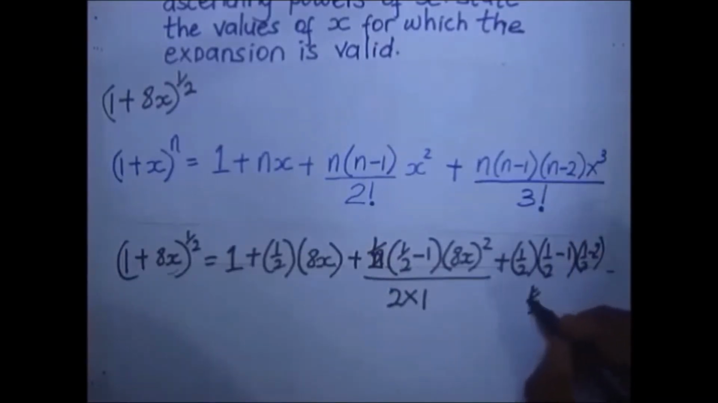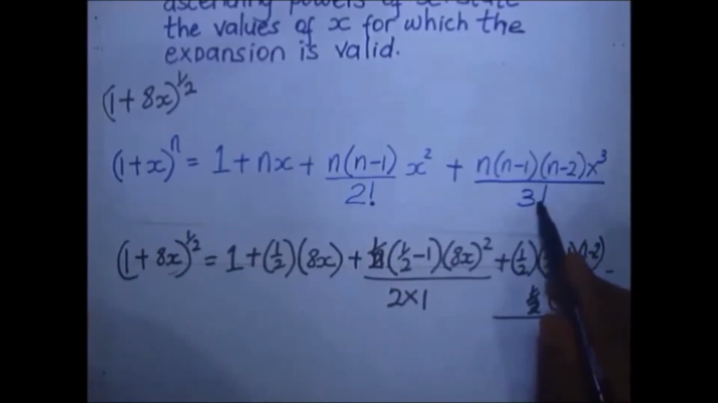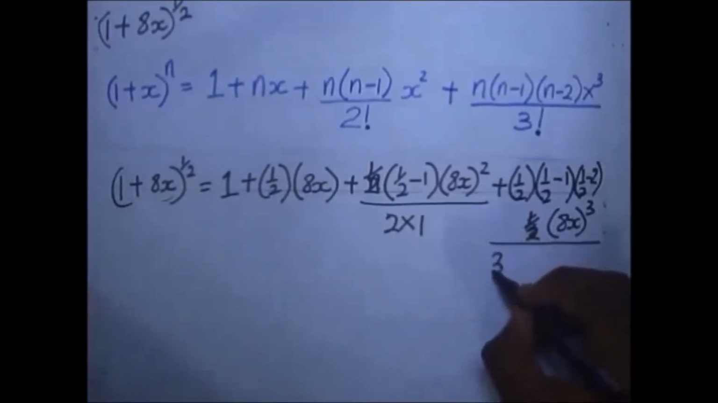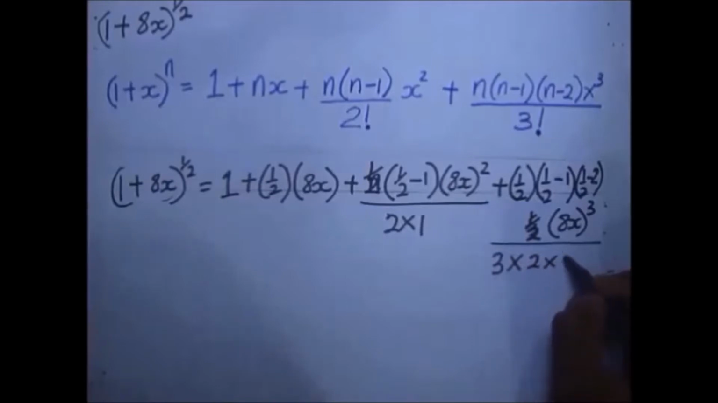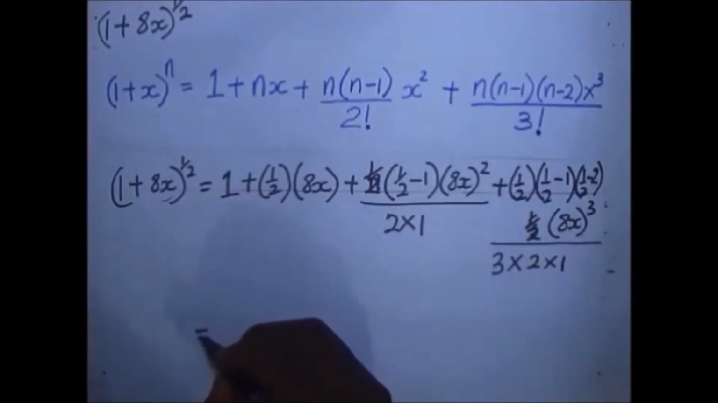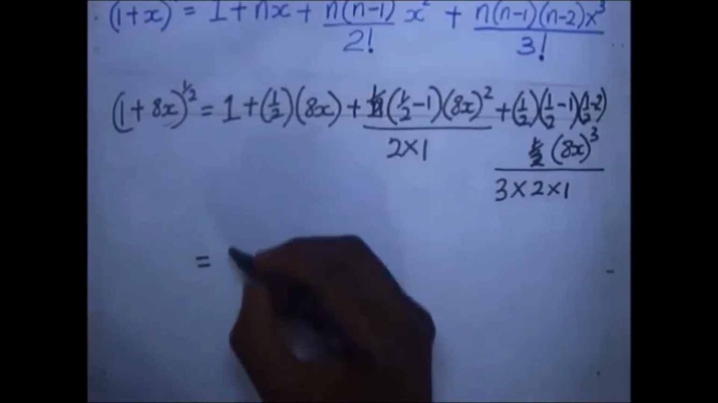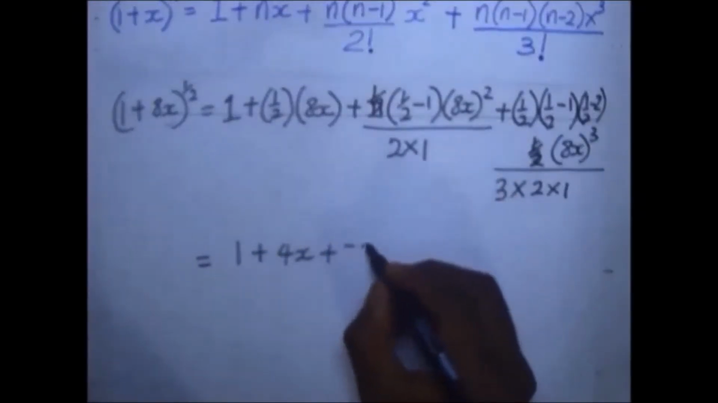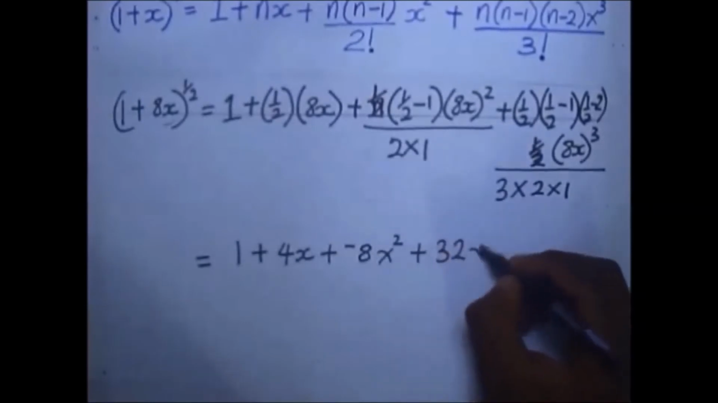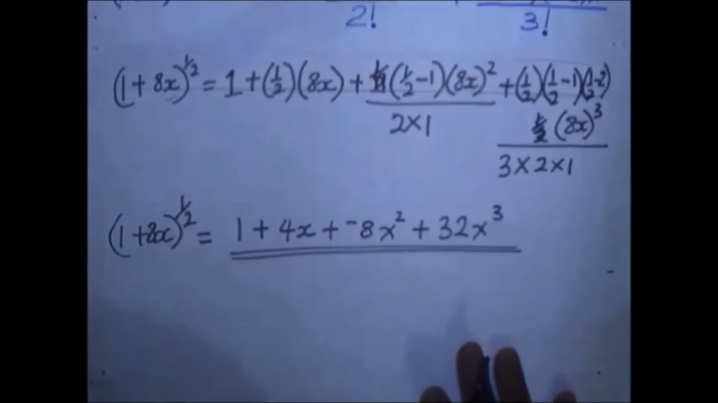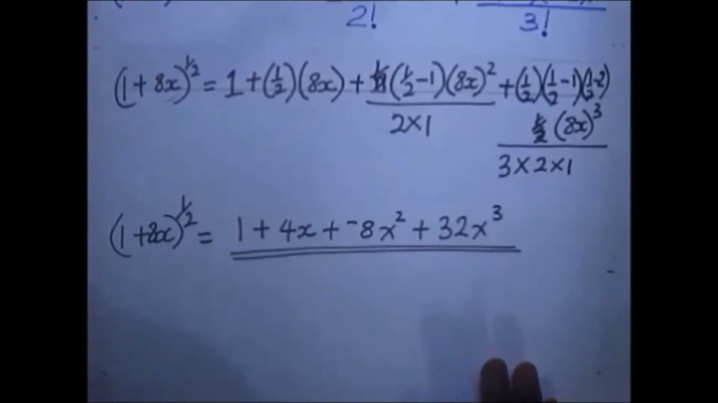What's the value of x? The value of x is 8x to the power 3. All this is divided by 3 factorial. What is 3 factorial? 3 factorial is 3 times 2 times 1. So when we compute all that, we shall end up with 1 plus 8x to the power half, that's the binomial expansion.